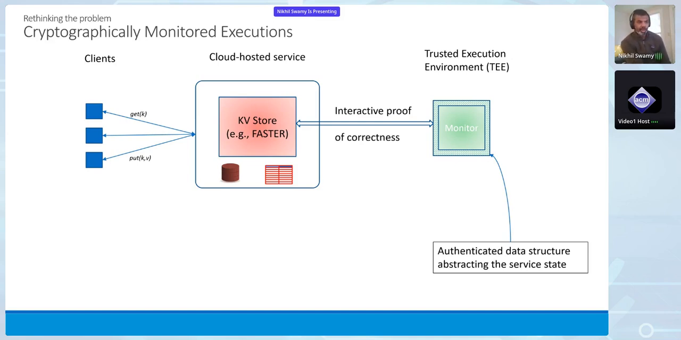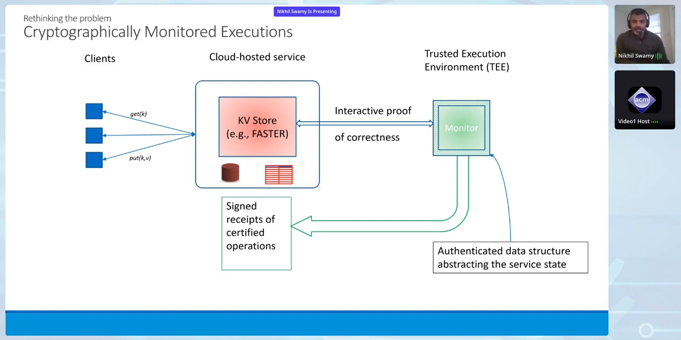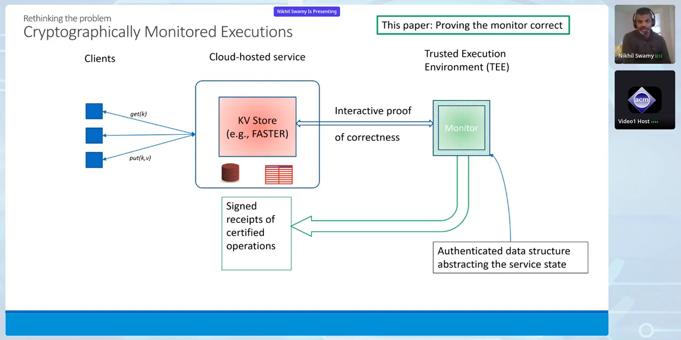And this monitor maintains an authenticated data structure that abstracts the entire state of the service. And we alter the service just a little bit to insert some calls into the monitor so that the service interactively convinces the monitor that the service is behaving correctly and responding correctly to client requests. And if the monitor is convinced of this, it can issue signed receipts of the certified operations that it has seen so far. So this paper is about formalizing this protocol and proving the monitor correct.